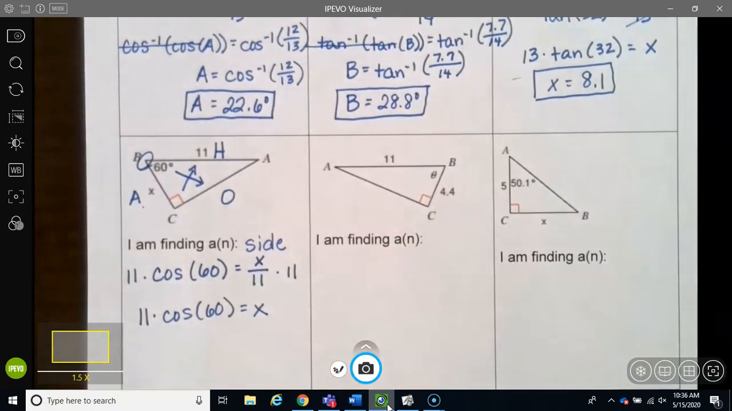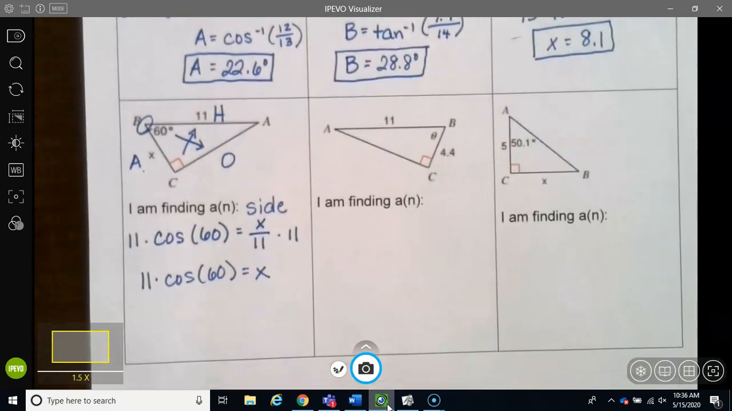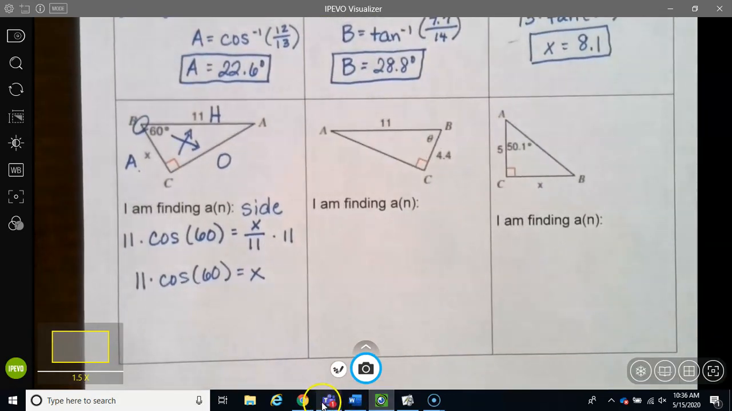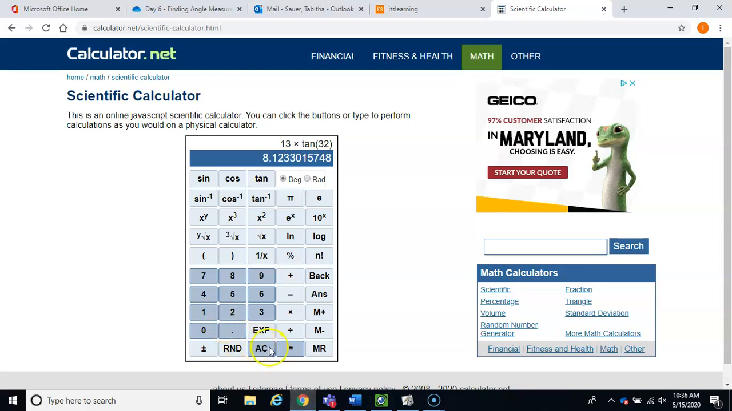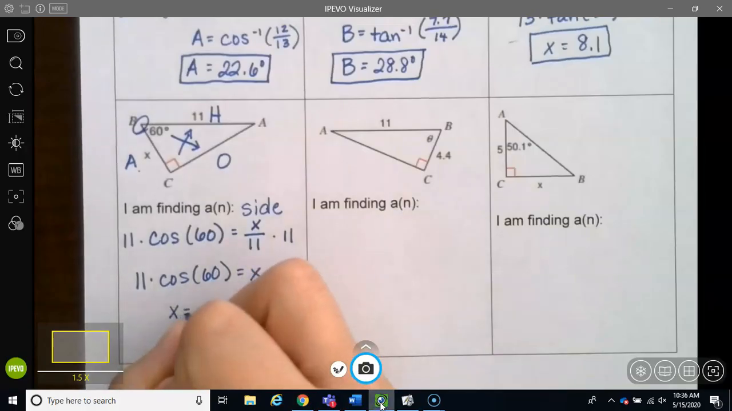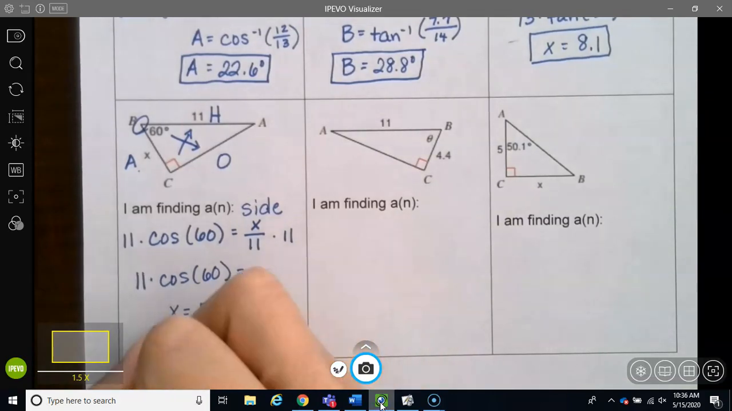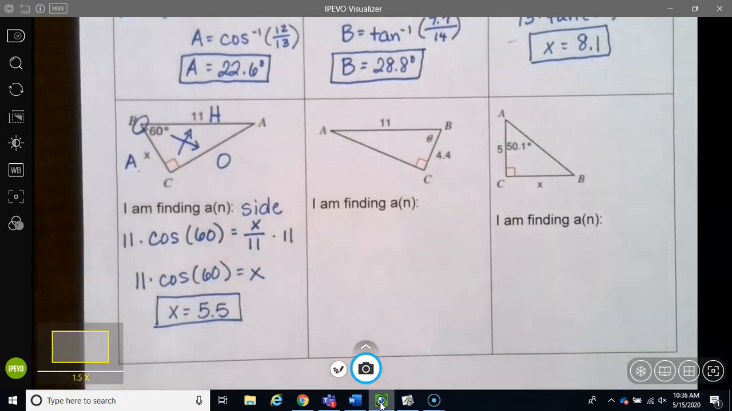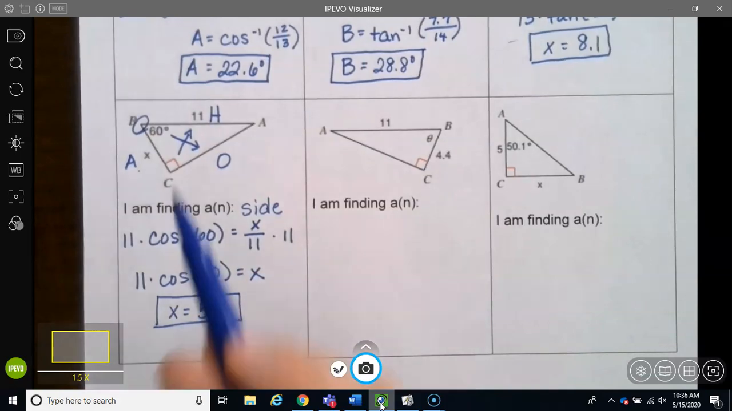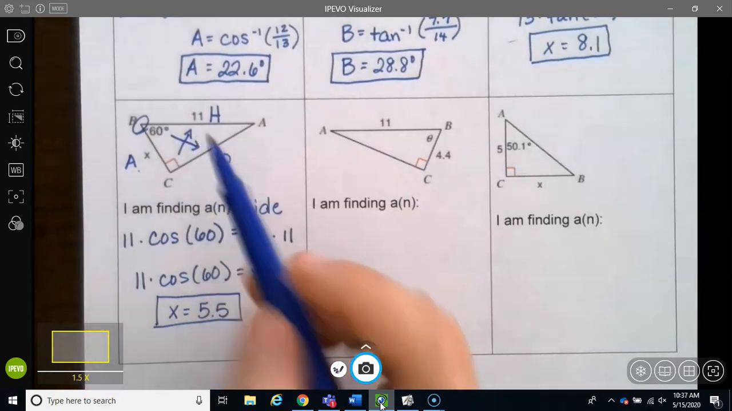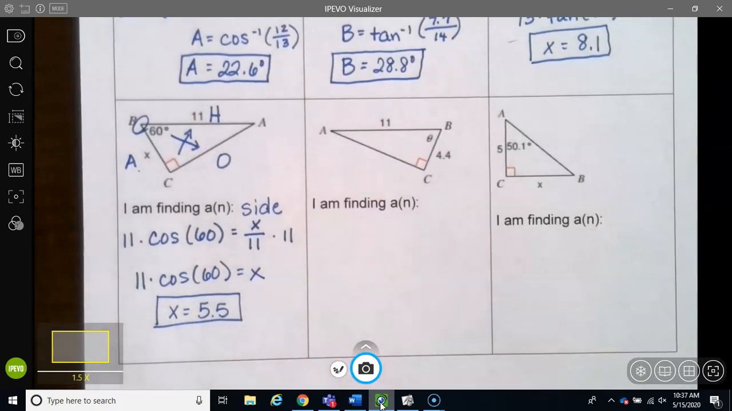And then now that x is by itself, we can go ahead and plug that into the calculator. So we're going to type in 11 times cosine of 60. Clear this out. 11 times cosine, not cosine inverse, of 60 degrees. And we get 5.5. So x equals 5.5. And again, since this is a side, it's not degrees. And they didn't tell us any units, like if they didn't say that 11 was 11 inches or anything like that. If they did, then we could actually put inches for this. But since they didn't, we won't.